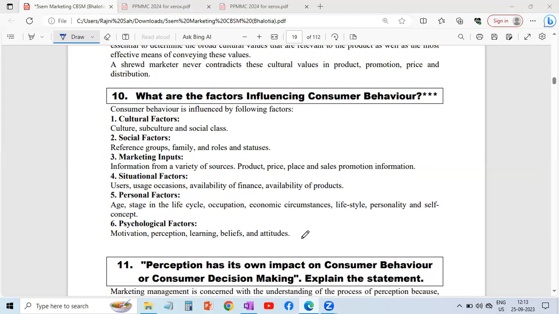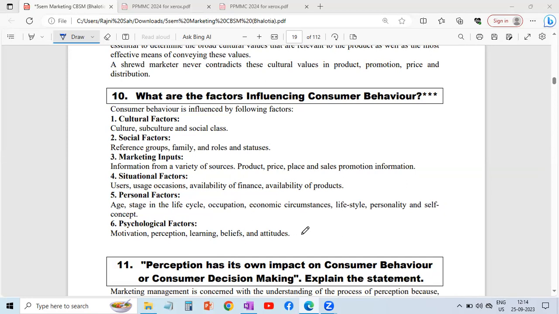Situational factors, personal factors, psychological factors. Situational factors are availability of funds, availability of product. You went to the market, but you forgot to carry money. Then ultimately, you'll have to come back home because you have no money. But if they are having online payment, and suppose your luck is very bad, your phone is on 0% charge, then you can't buy at all. You have to come back home.